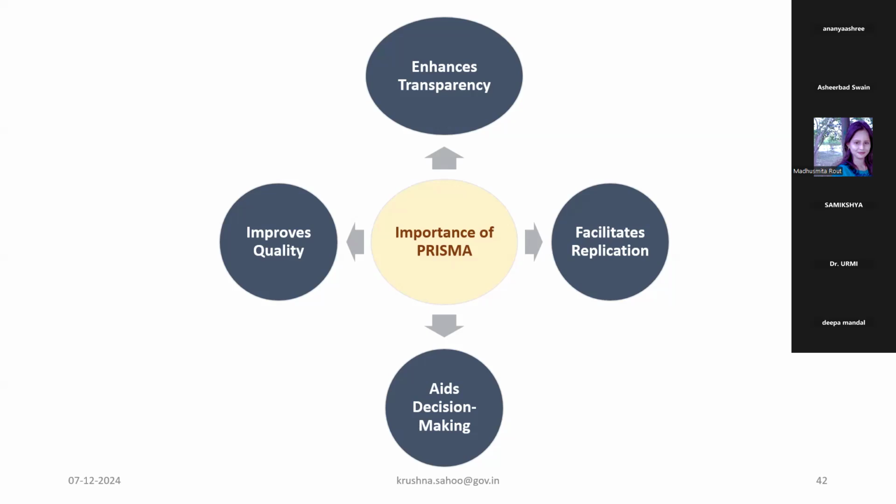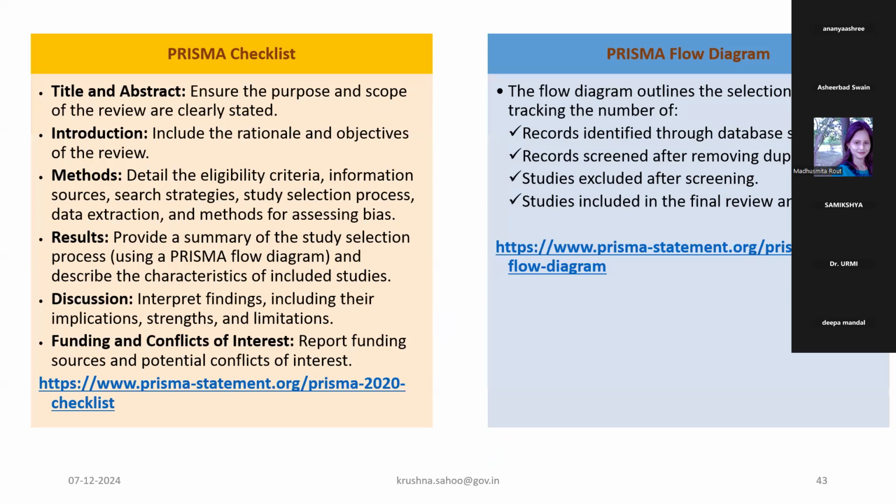Why we are putting PRISMA. Second, when you go to this link, there is nothing else there; you just click this link and you will get the PRISMA flow diagram and PRISMA checklist. What I showed before is a PRISMA flow diagram. The flow diagram outlines the selection process: records identified through databases, records screened after removing duplicates, studies excluded after screening, studies included after final review. If you click here, you will get different PRISMA flow diagrams. Then you take that and just mention your study numbers.